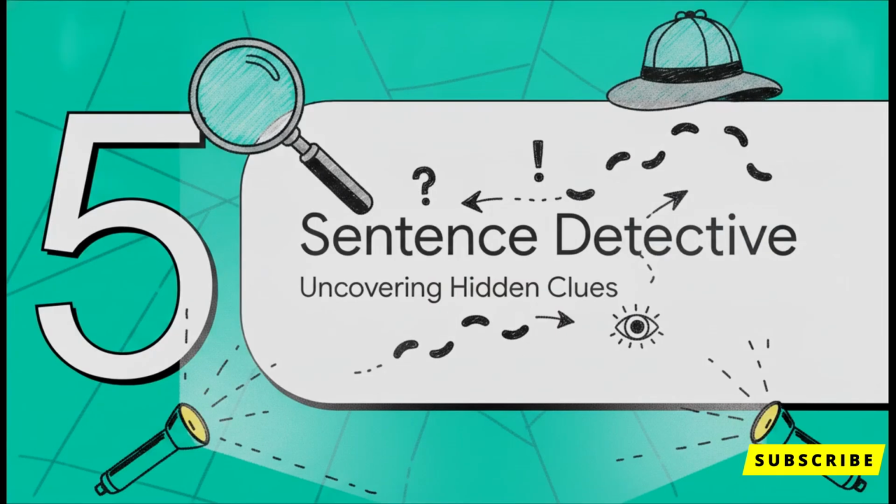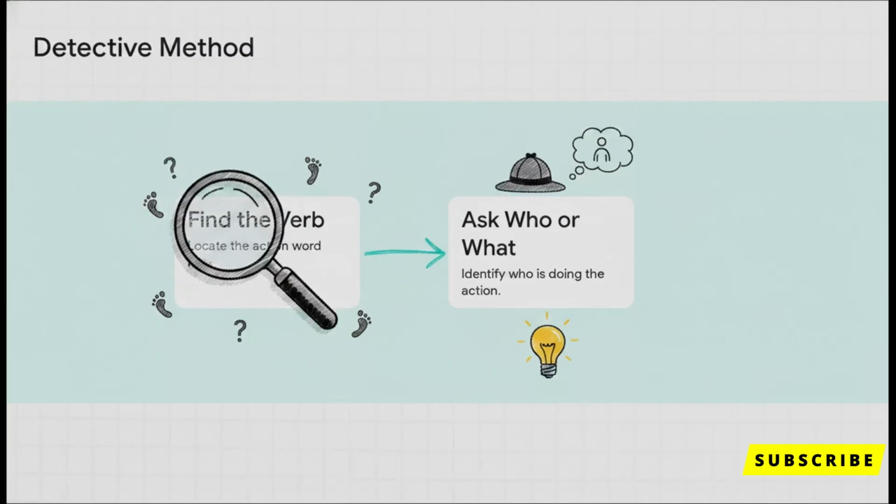Section 5, be a sentence detective. Time to uncover the hidden clues. Go ahead and put on your detective hat because we are going to actively hunt down subjects and predicates in the wild. The crucial trick here is knowing exactly how to investigate. Here is a foolproof two-step detective method that works on almost any sentence structure you're ever going to encounter.